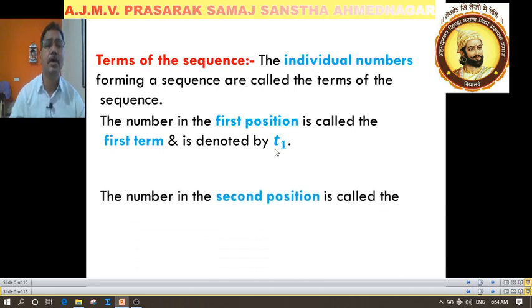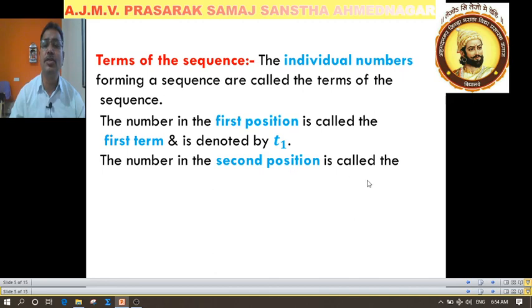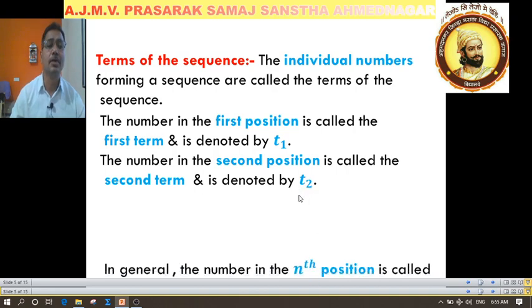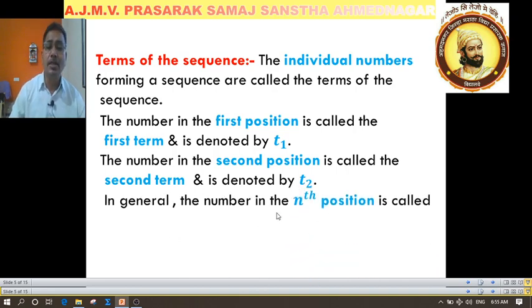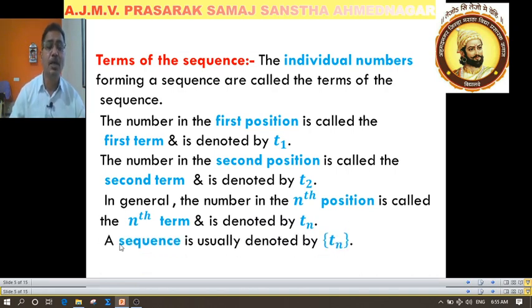So T1. The number in the second position is called the second term and is denoted by T2. T2: suffix 2 denotes second and T denotes term. In general, the number in the nth position is called the nth term and is denoted by Tn. And lastly, a sequence is usually denoted by Tn in curly brackets.